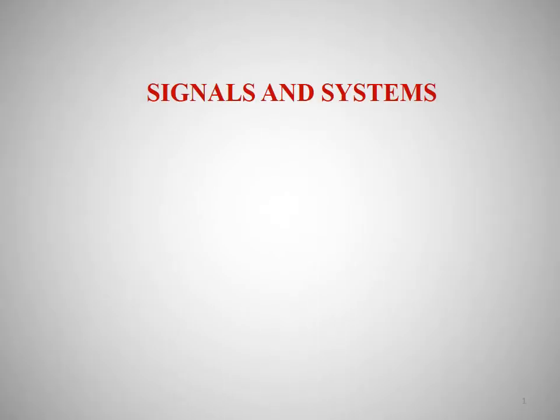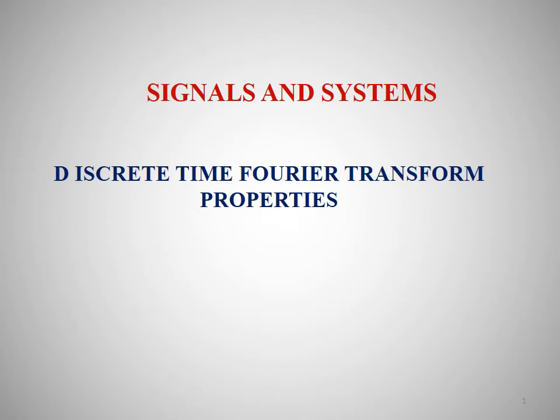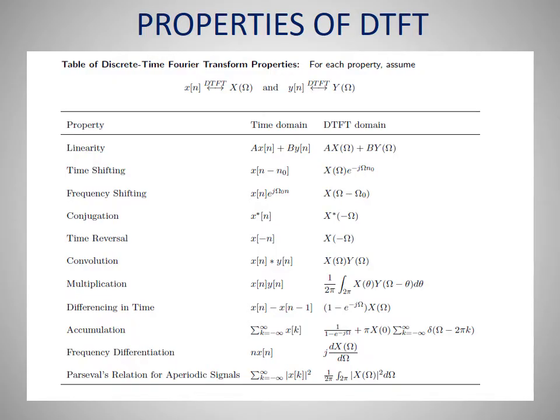This is a video explaining the properties of the discrete time Fourier transform. The discrete time Fourier transform has around 12 properties which will be just stated without going into the proofs. Let us just recall that if x of n exists, X of e^jΩ exists. Similarly, if y of n exists, Y of e^jΩ exists.